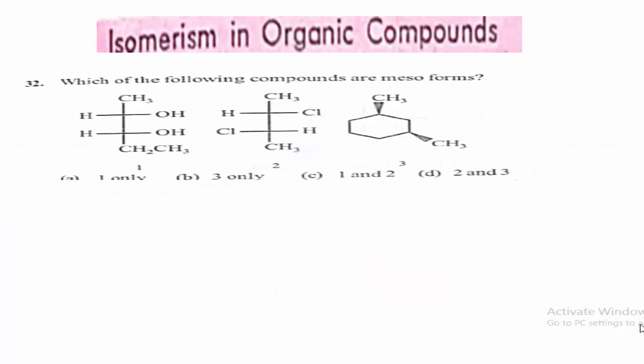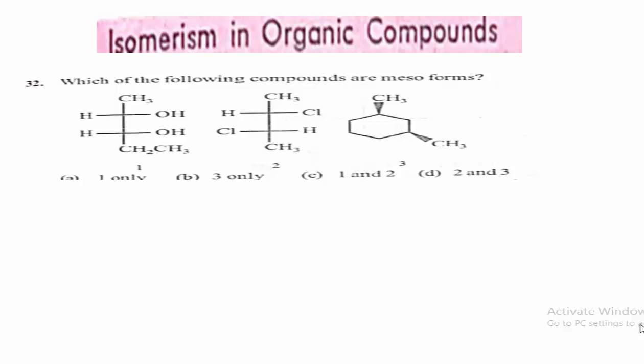First, you should know what the types of isomerism are: structural, position isomerism, chain isomerism, functional as well as metamerism, etc. The question is, which of the following compounds are mesoforms? Students, remember these types of questions are usually observed in NEET as well as JEE examinations. So I selected the most important questions which are provided in your CET material.